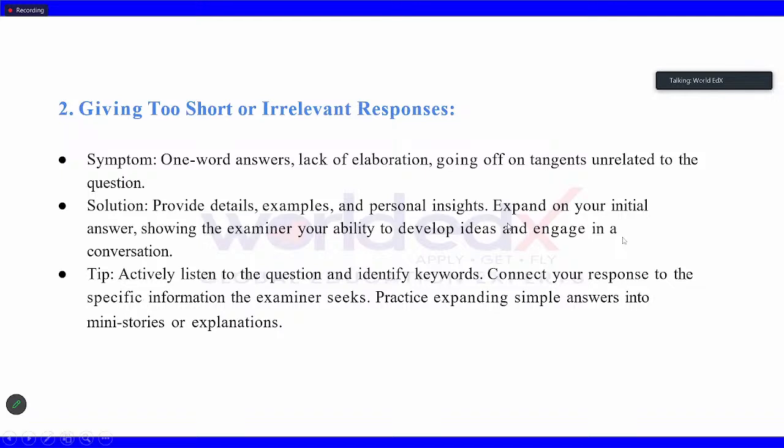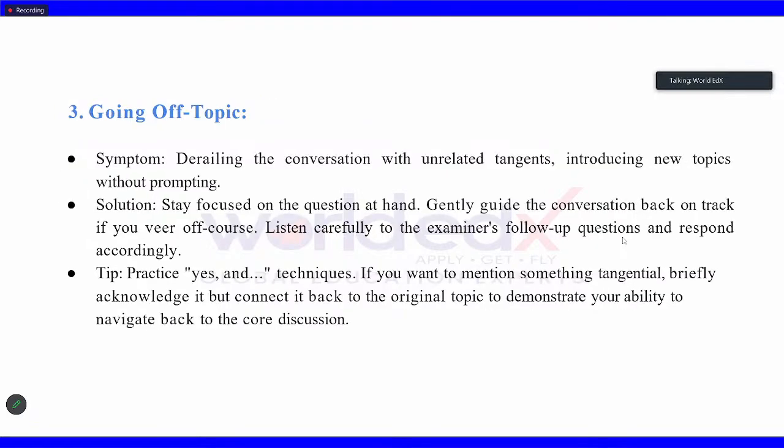Giving too short or irrelevant responses, like one word answers, lack of elaboration, going off on tangents unrelated to the question. Provide details, examples, and personal insights, and expand on your initial answers, showing the examiner your ability to develop ideas and engage in a conversation. Actively listen to the question and identify keywords. Connect your response to the specific information the examiner seeks. Practice expanding simple answers into mini stories or explanations.